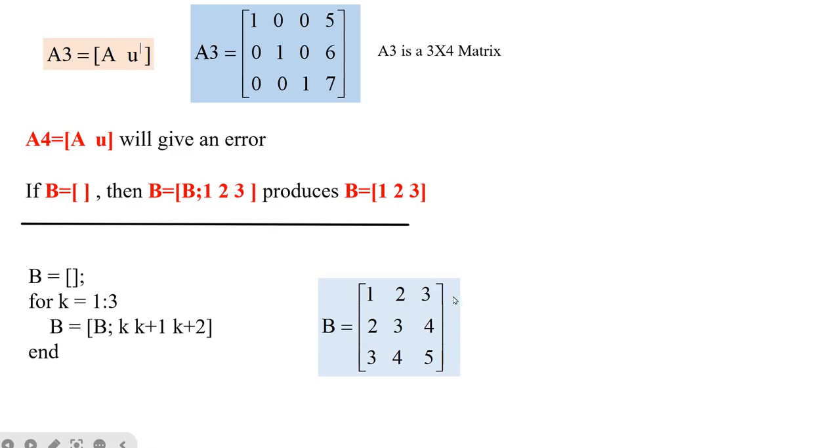So the first row elements must be k, k plus 1, k plus 2. First k is 1, so it will become 1, 1 plus 1 is 2, 1 plus 2 is 3. Next k value will be 2, so 2, 2 plus 1 is 3, then 2 plus 2 is 4. Similarly, k is equal to 3, we will be getting 3, 4, 5.